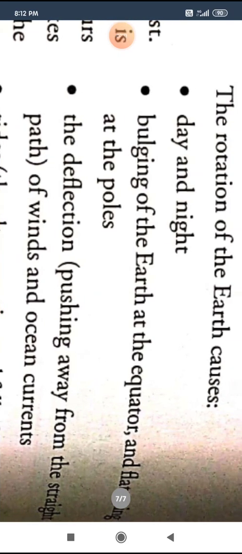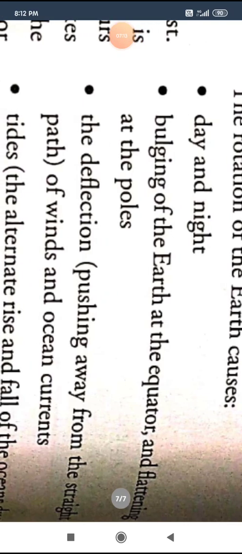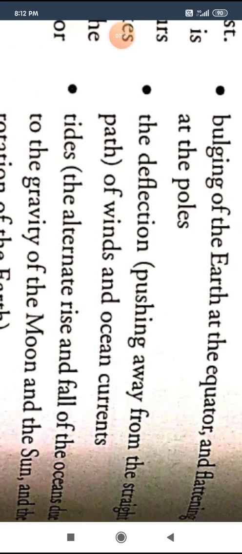Bulging of the earth at the equator, and flattening at the poles. Near the equator, the earth is a little bulging, meaning round in shape, but at the poles it is a little flattened, meaning a little flat. The deflection, or the pushing away from the straight path, of winds and ocean currents: because of this rotation, winds and ocean currents deflect.